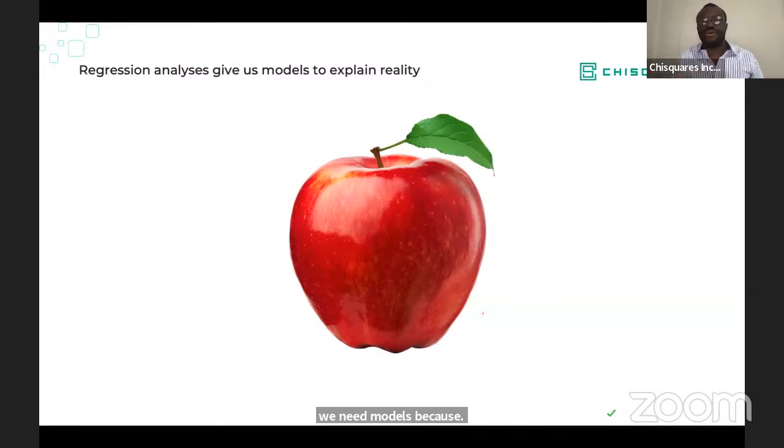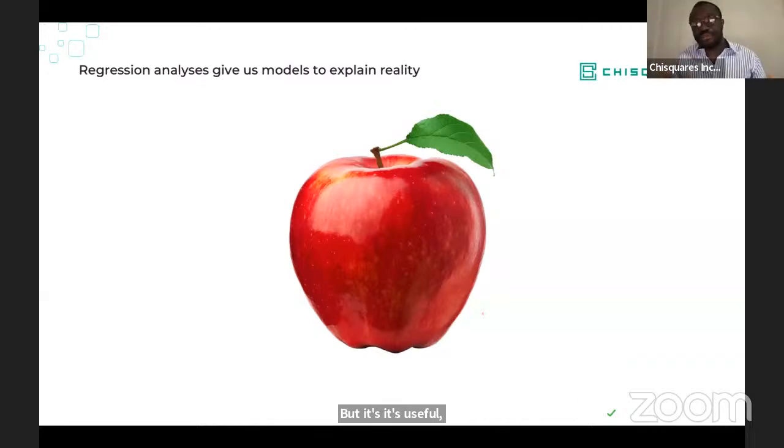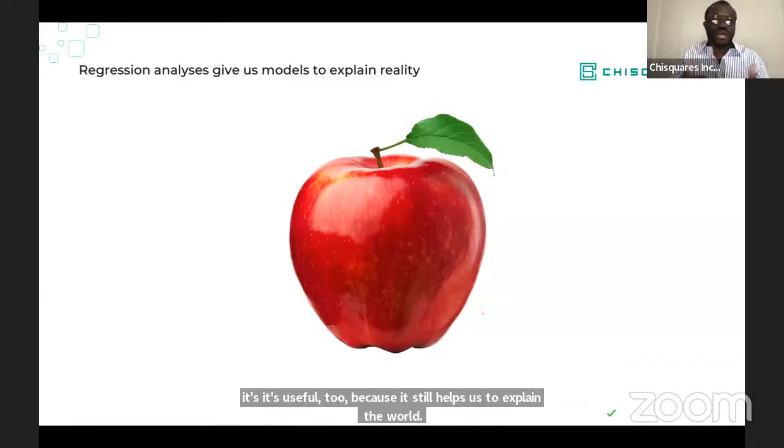And that's how you need to understand regression analysis in that context, that they're giving us a simplified version of reality. This is simplified because this is 2D. A real apple is in 3D. We cannot eat this, whereas a real apple, we can eat. So in relation to the real apple, this is a very hyper simplified model, but it's useful too, because it still helps us to explain the world to somebody who might not otherwise see an apple.